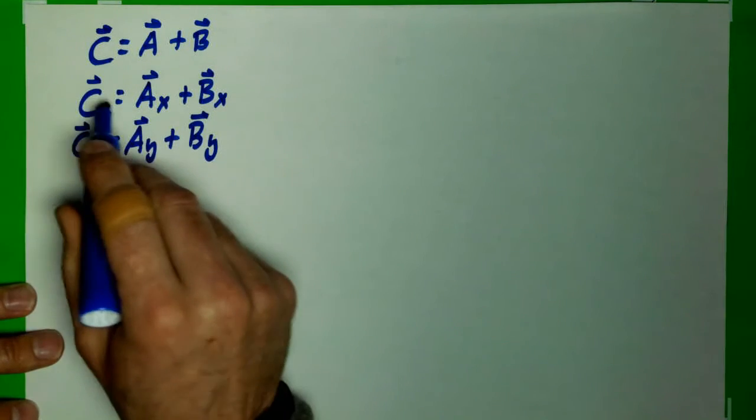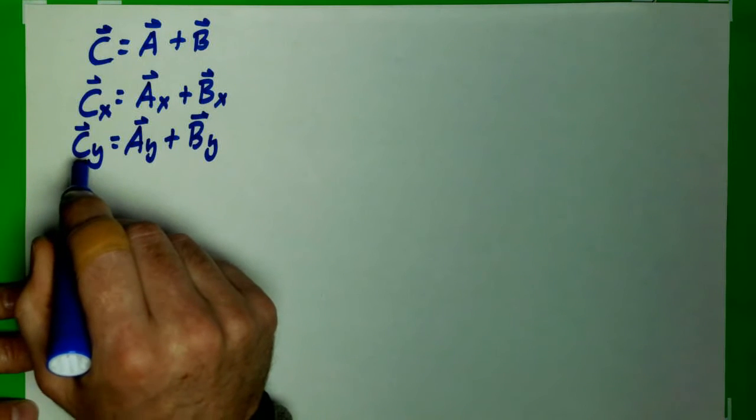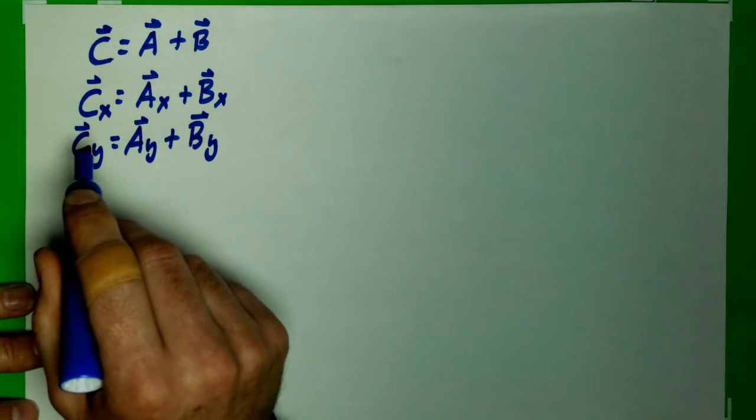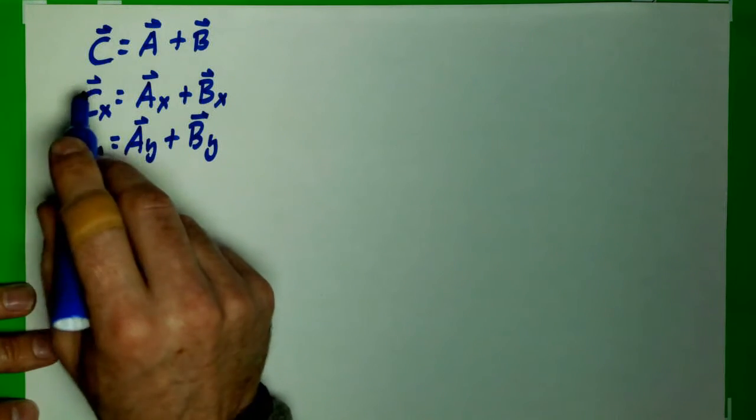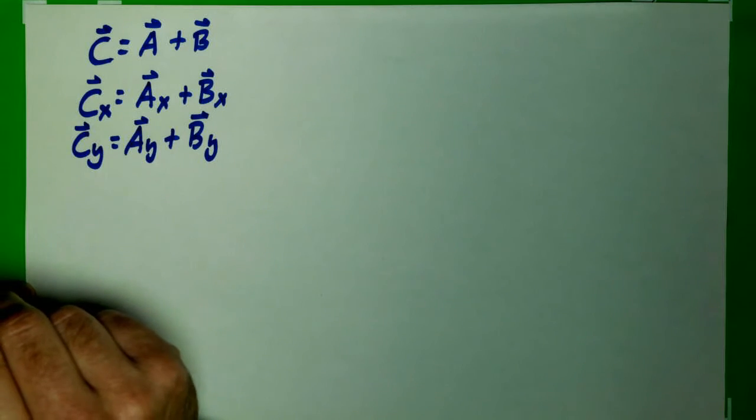Now, once I find cx and cy, I can add those vectorially, either graphically or using trigonometry, to find how big c is and in what direction.